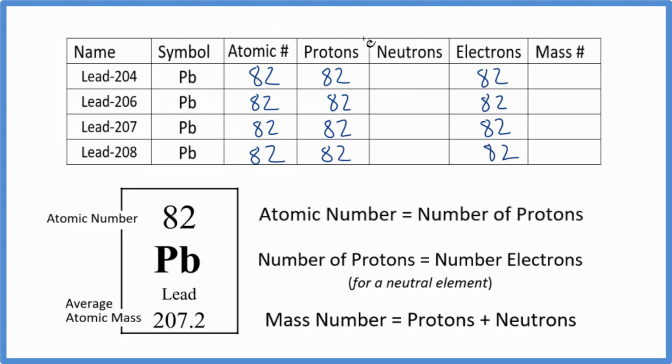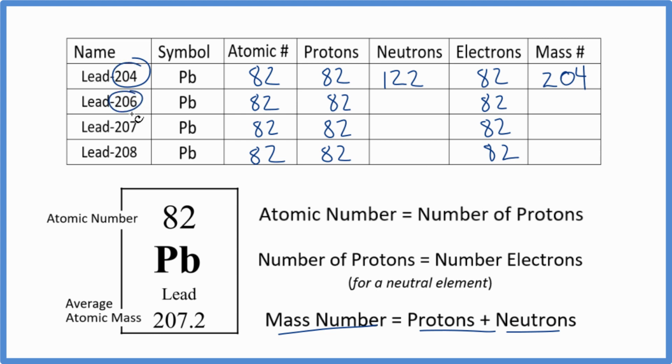What's different with isotopes is the number of neutrons. So often you'll be given either neutrons or mass number, and then you can figure the other one out. Sometimes you're given the name in this nuclear notation here with this lead-204. The 204 is the mass number. So to find the number of neutrons, the mass number equals protons plus neutrons. So 82 plus some number gives us this mass number, 204. So if we have 122 neutrons plus the 82 protons there, that gives us 204. So that gives us the mass number for this lead-204.